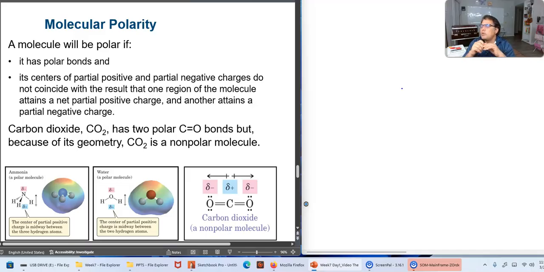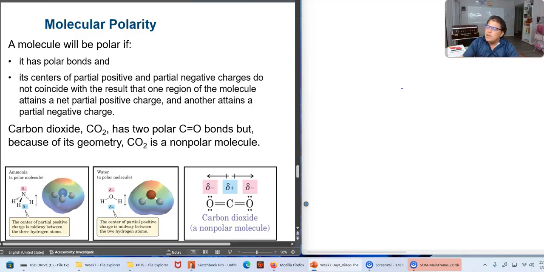The polar bond we have studied previously: which bonds are polar and which are non-polar, right? If the bond is polar, then the molecule can be polar. If the centers of partial positive and partial negative charge do not coincide, then one region of the molecule attains a net partial positive and the other attains a net partial negative. Then the molecule is polar.